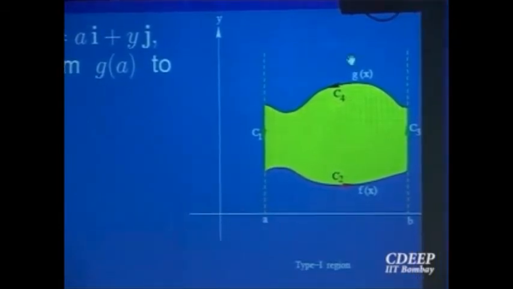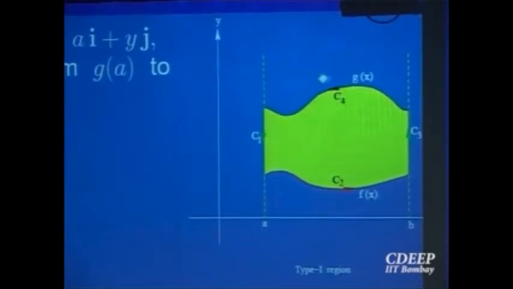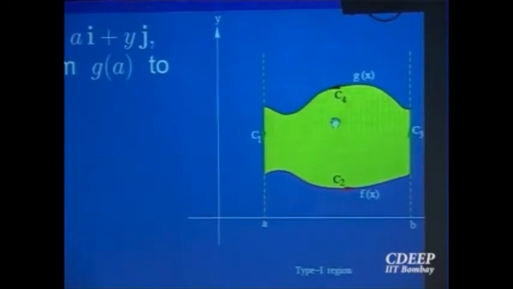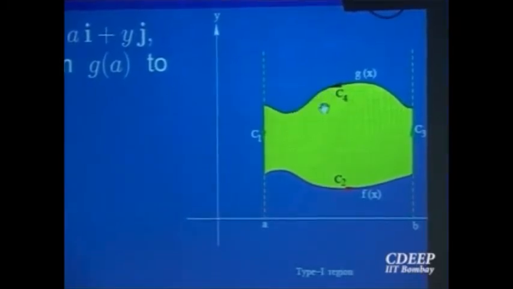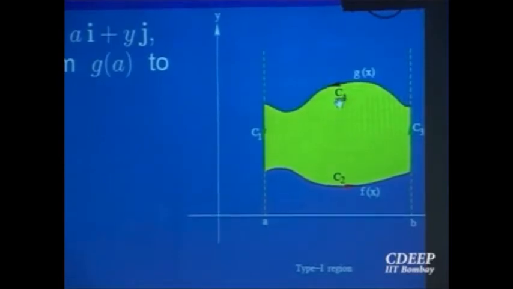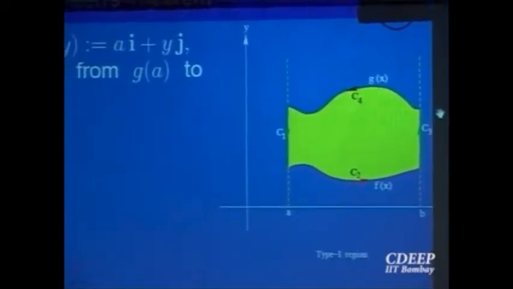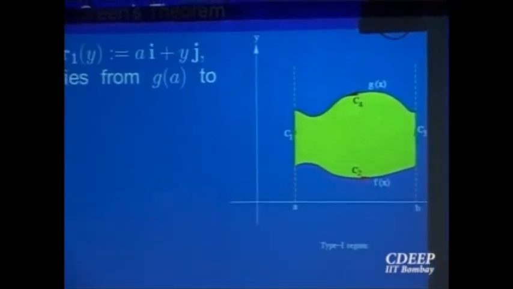And C4 is essentially the graph but going in the opposite direction. If the orientation were the opposite one, I could have written it as xi plus g(x)j from A to B. But now I write B to A, so with a negative sign only it will come. So I know the parameterizations for all the four curves. We'll write down the parameterizations and evaluate the line integral.